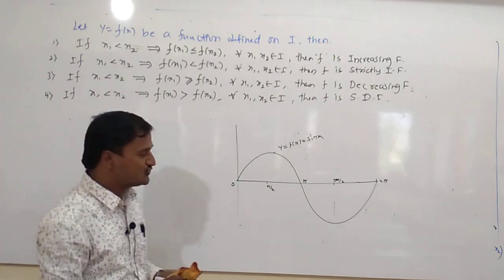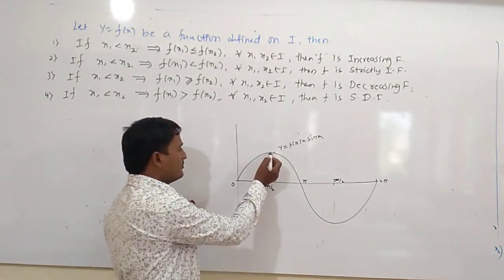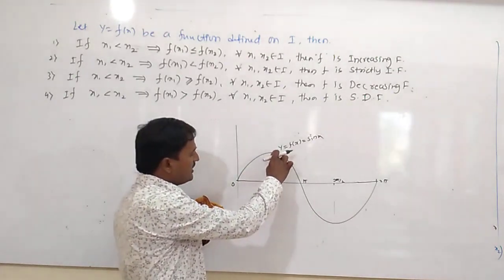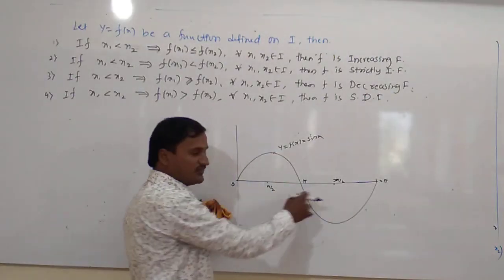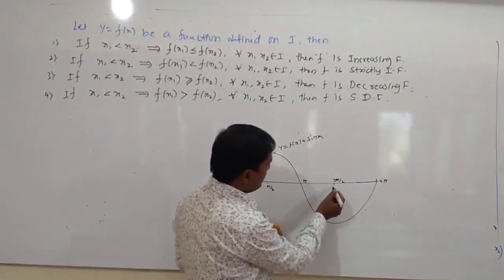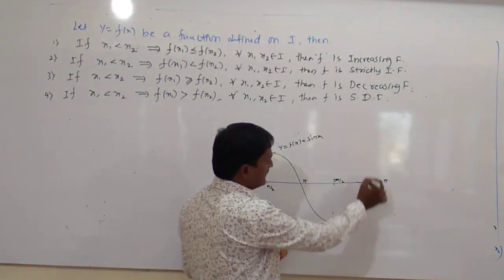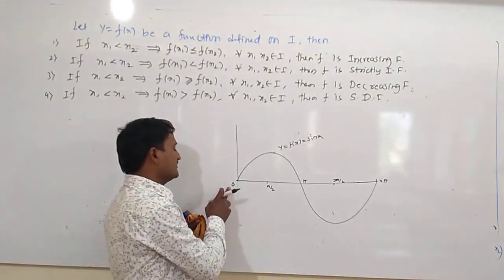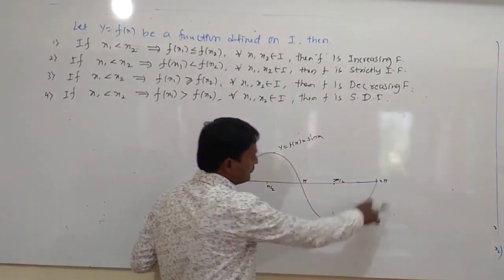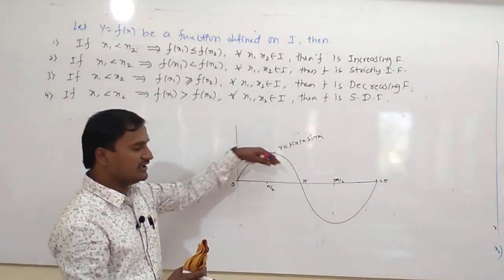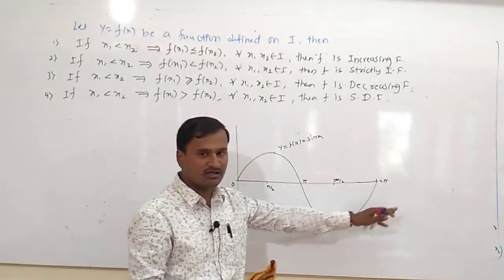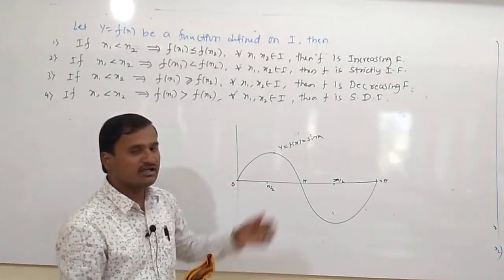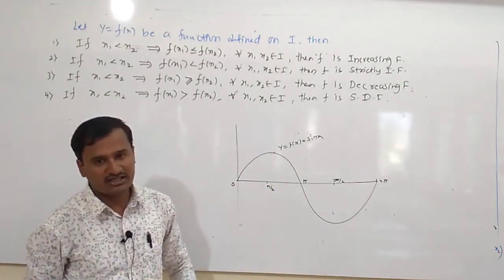Here you should observe, from 0 to pi by 2 the given function is increasing. Again from pi by 2 to 3 pi by 2 the given function is decreasing. Again from 3 pi by 2 to 2 pi the given function is increasing. So here the given function in this interval 0 to 2 pi is not always increasing and not always decreasing. Such functions are called neither increasing nor decreasing functions.